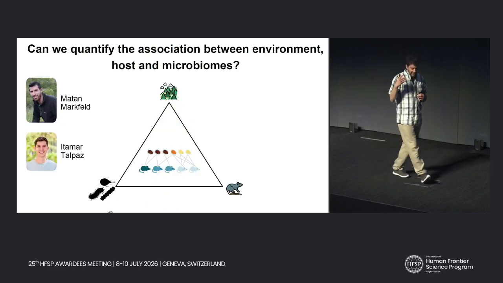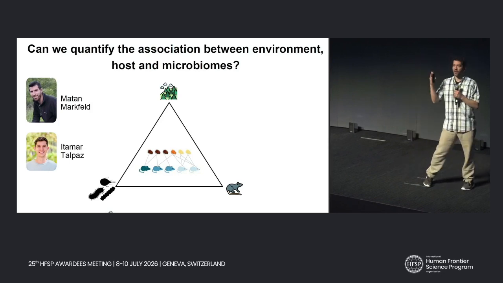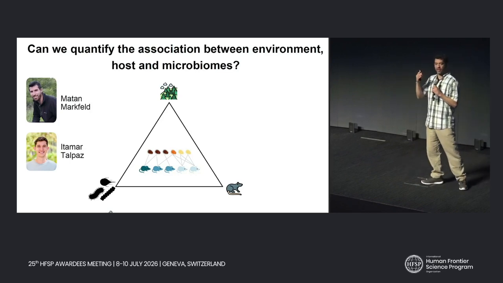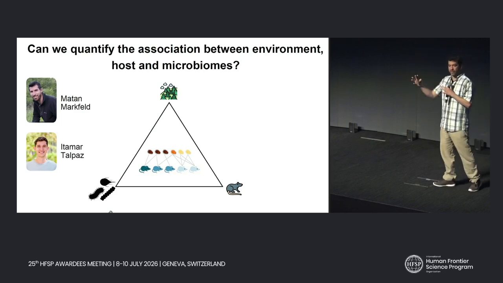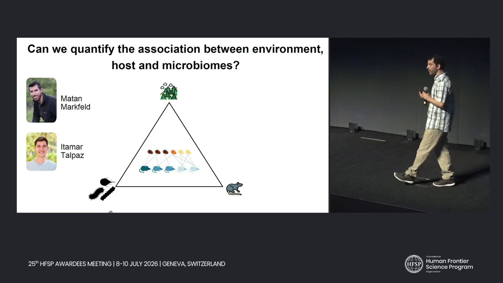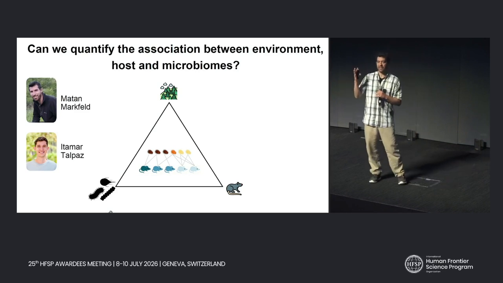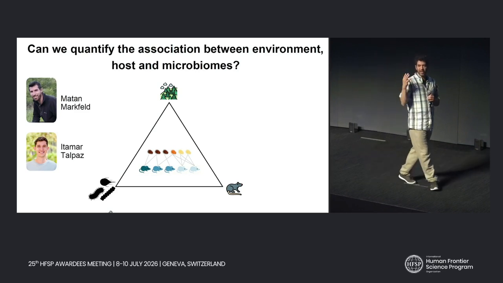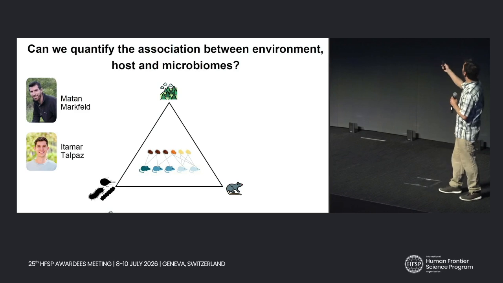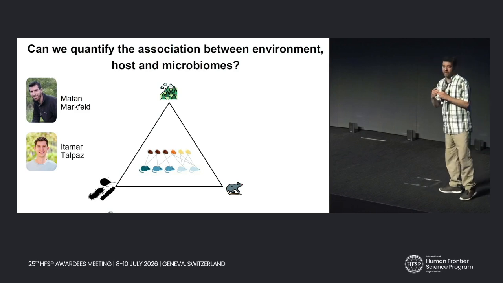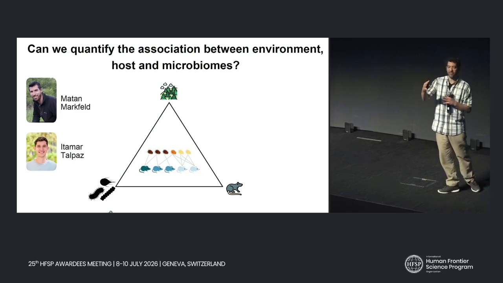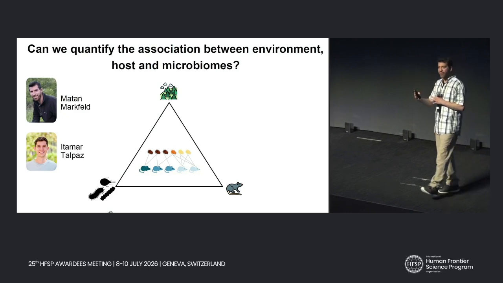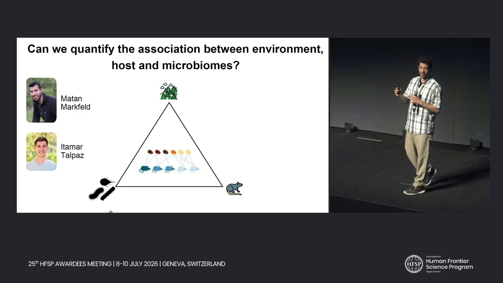And there is a leading hypothesis in disease ecology that actually is designed to address this question of the association between host, environment, and microbiome. And this is the disease triangle, which states that the infection that you see here results from the interplay between host traits, the environment, and the parasites, or in this case, the parasites and the microbiome.